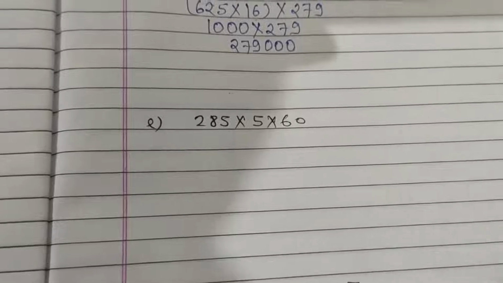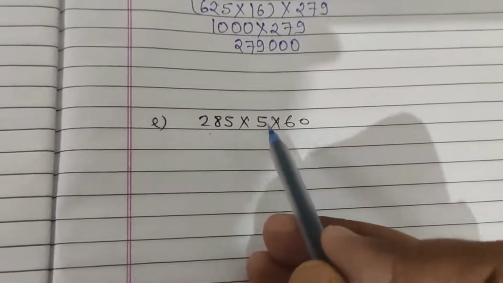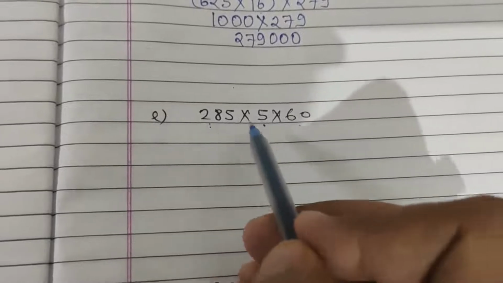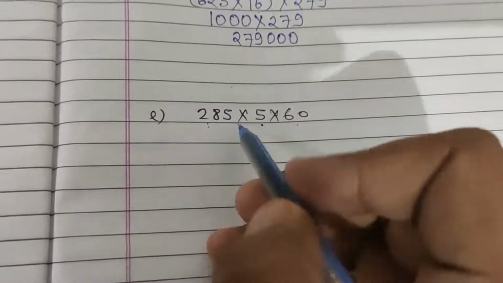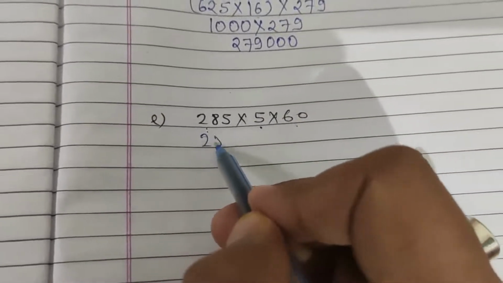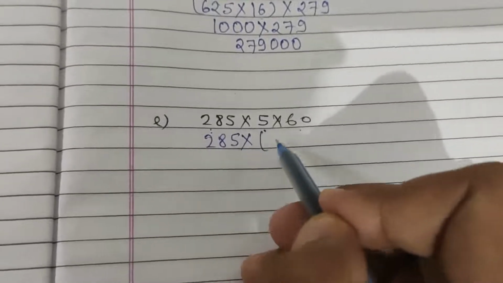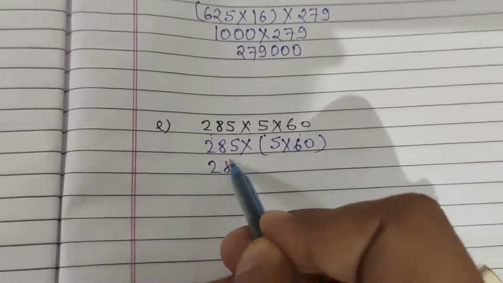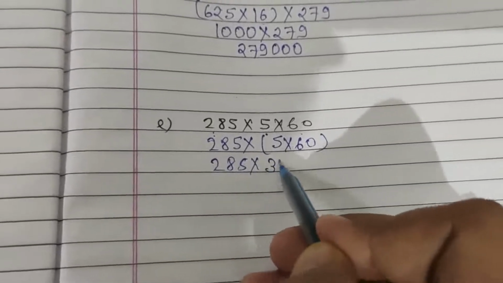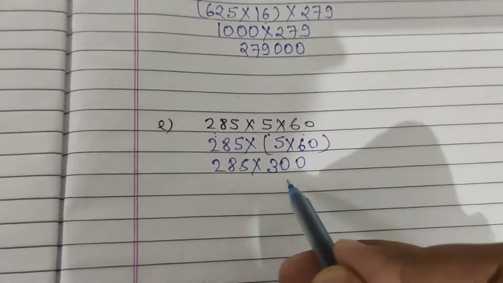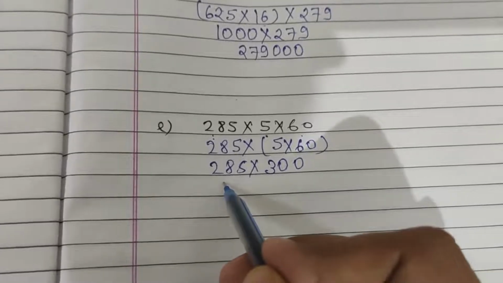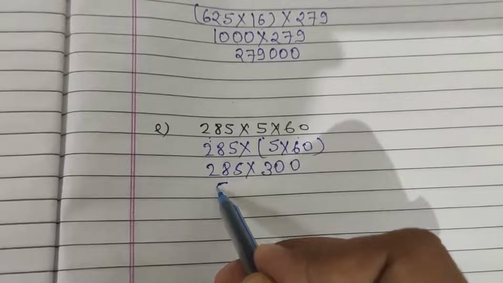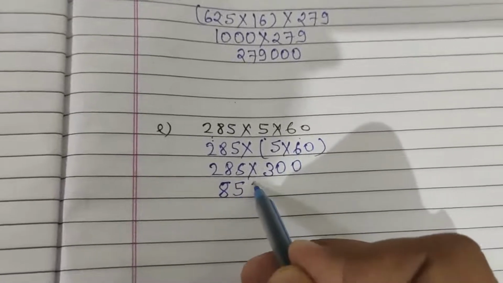It's E part: 285 into 5 into 60. So we can multiply the numbers 5 into 60 first. Then we get 300, and then 285 times 300 we can find, which is 85500.